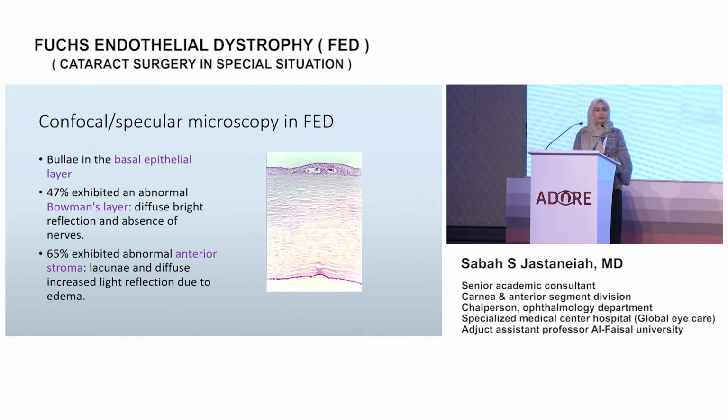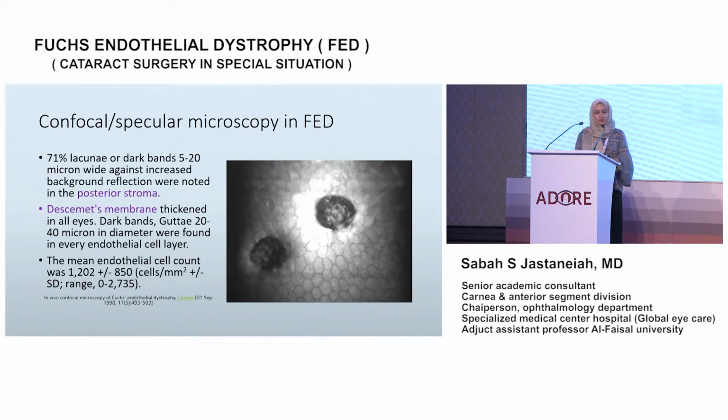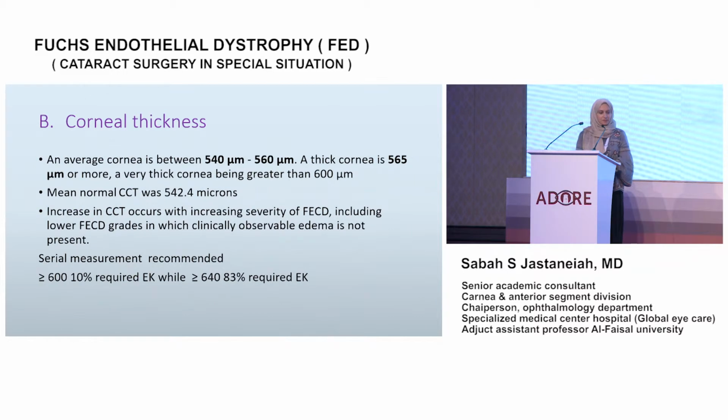In confocal studies, every layer of a patient with Fuchs endothelial dystrophy has changes, from the epithelial to the Bowman's, the anterior and posterior stroma, with the lacunae and the dark bands. Every layer basically has changes, and the mean endothelial cell count in those patients was around 1,200 plus or minus 850. The second way of confirmation is corneal thickness.